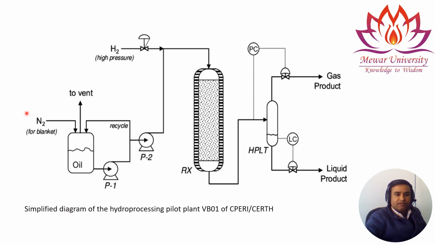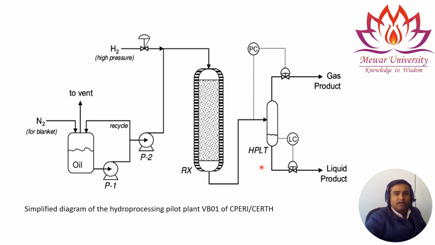Here we have shown you a simplified diagram of hydroprocessing, that of a pilot plant. You can see we are beginning from this portion. The oil is present here in this unit and nitrogen is being injected into it, and this is a vent. This makes ammonia after reacting with the other impurities present in the oil, and this is the recycling unit. Here we are injecting the hydrogen, and this is the reactor. At the bottom there is a reflux, at the top we have a top product.